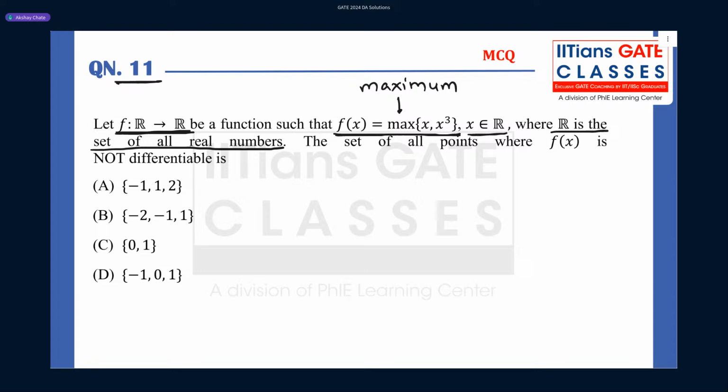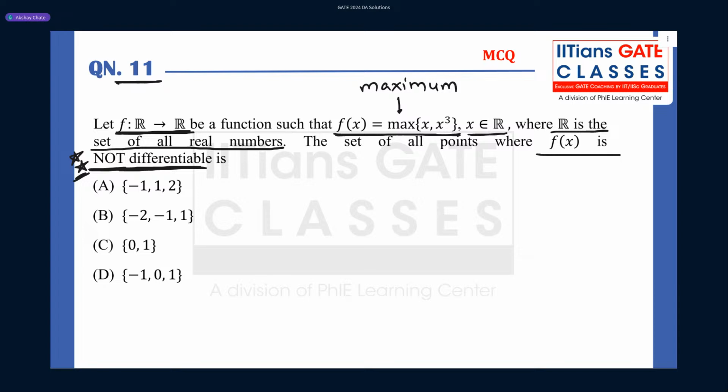Then in the question it is asked: the set of all points where f of x is not differentiable. These last two words which I just highlighted are the crux of the question. They are asking to find those points for this function where the function is not differentiable. They are not saying anything about continuity or maxima minima here. It's just a straightforward differentiable or not question.